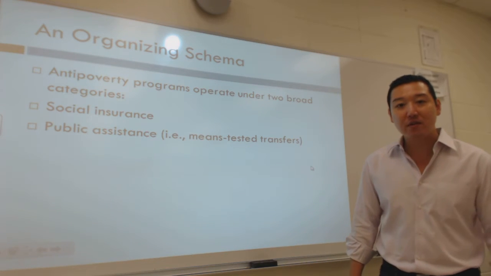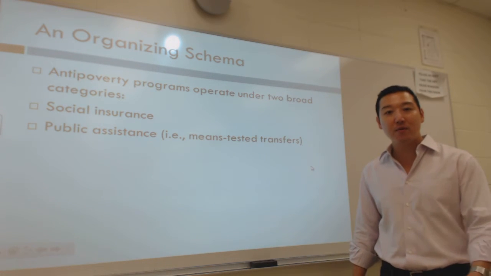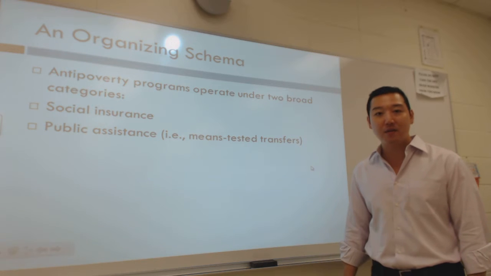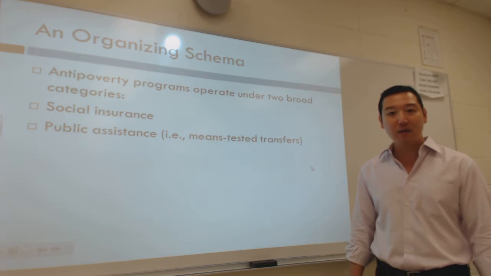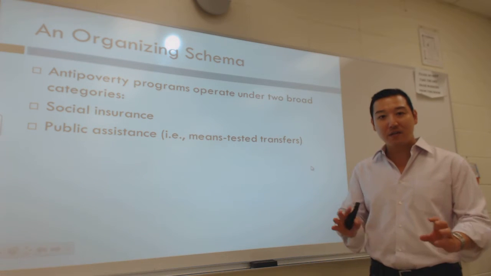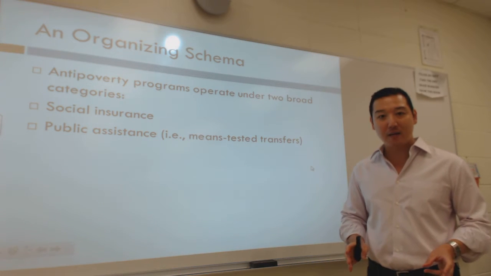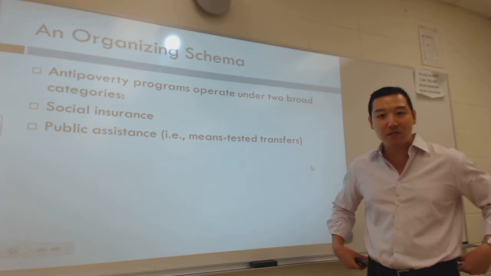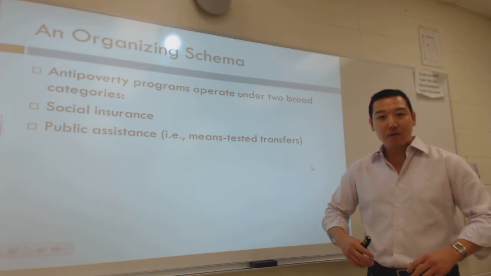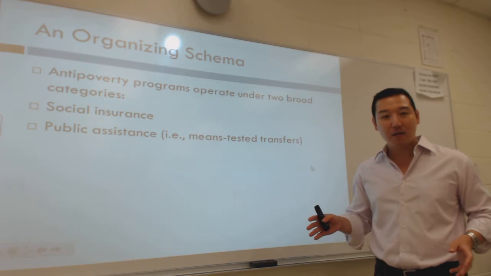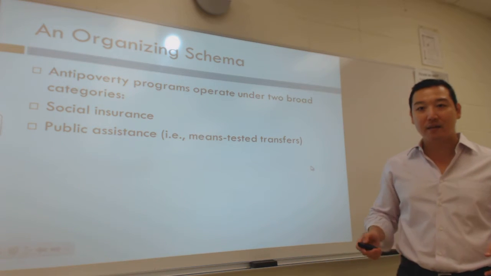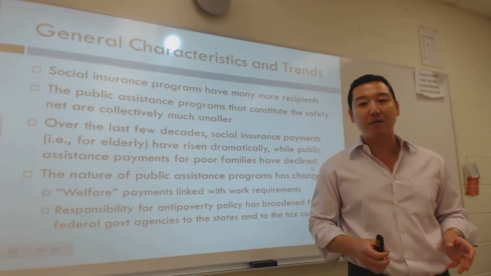In the last part of this lecture, we just went through the history of social welfare policy. So in this third and last section, we're going to look at the organizing schema that we're going to use for this class in terms of how we classify all the different policies. We're going to distinguish between social insurance programs on the one hand and public assistance, and what that means exactly here. Okay, but first, just in terms of background.